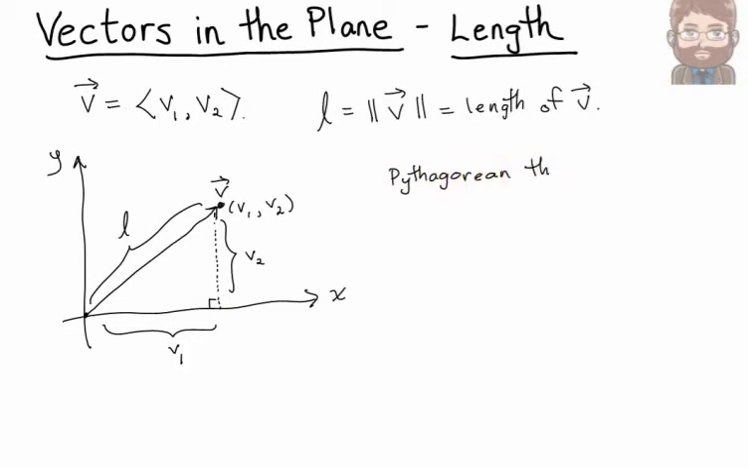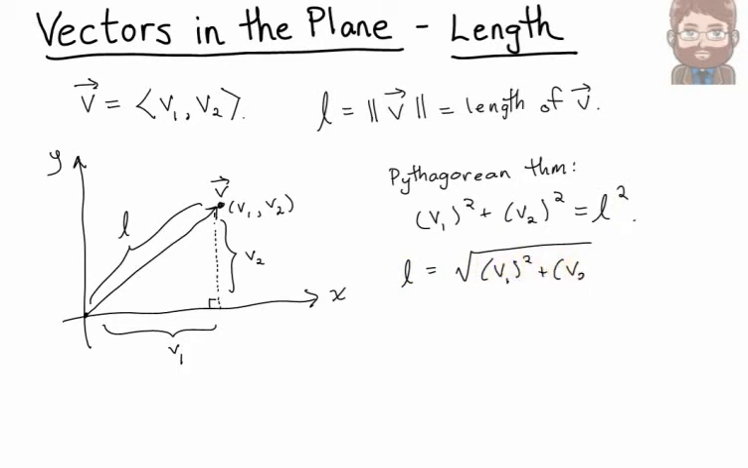Because I have a right triangle, I can use the Pythagorean Theorem to calculate L. The Pythagorean Theorem says that the sum of the squares of the sides is the square of the hypotenuse. v1 squared plus v2 squared equals L squared. So I can solve for L. L is the square root of v1 squared plus v2 squared. So that gives me a formula to calculate the length of a vector.